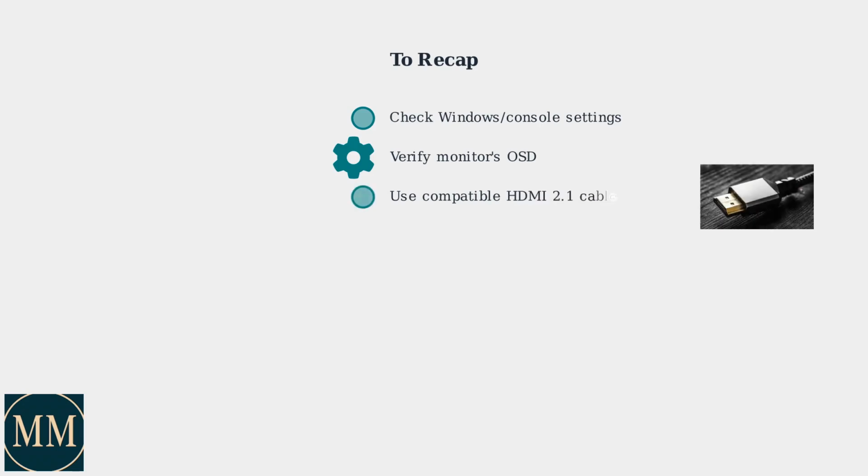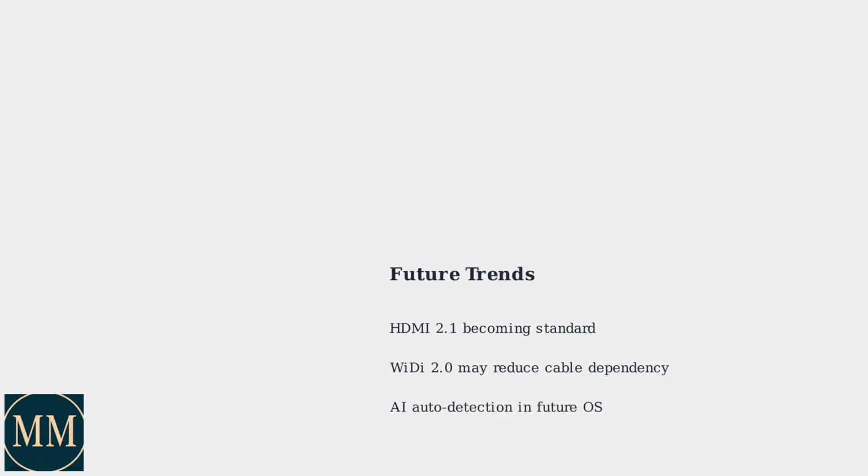To recap, fixing a 60 Hz lock on your ASUS TUF monitor involves checking Windows or console settings, verifying the monitor's on-screen display, and most importantly, using a compatible HDMI 2.1 cable. Looking ahead, HDMI 2.1 is becoming the standard for higher refresh rates, and future technologies like Wi-Fi 2.0 may reduce our reliance on cables. AI-driven auto detection in upcoming operating systems could simplify display settings even further.